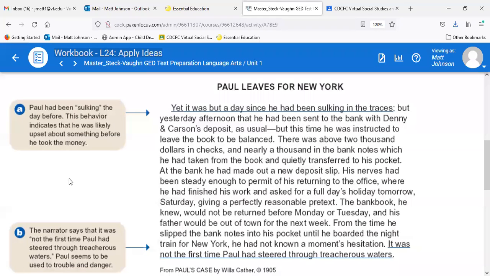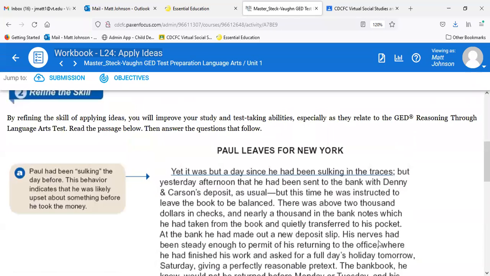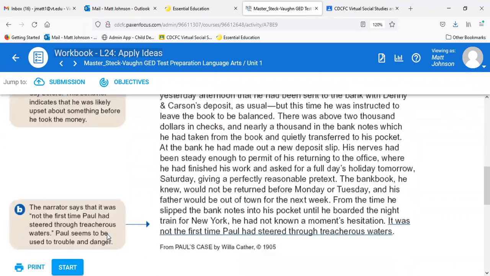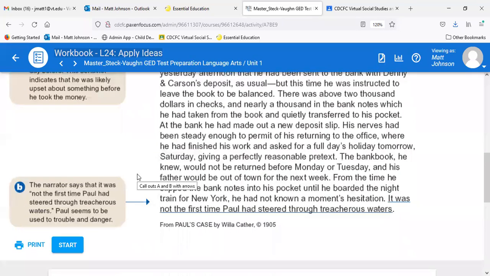And so at the top, pointing to the underlying passage there, it says Paul had been sulking the day before. This behavior indicates that he was likely upset about something before he took the money. So look for descriptive words like that as far as how they're describing a character in a situation. He had been sulking. So he's pouting, he's moody, something's going on there. And then secondly, under text box B, it says the narrator says that it was not the first time Paul had steered through treacherous waters. Paul seems to be used to trouble and danger.